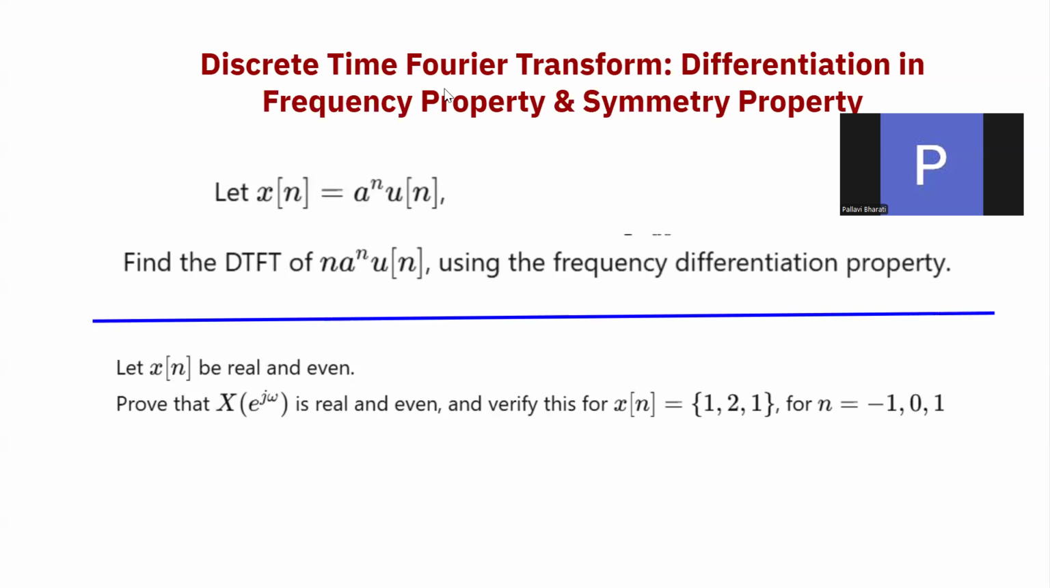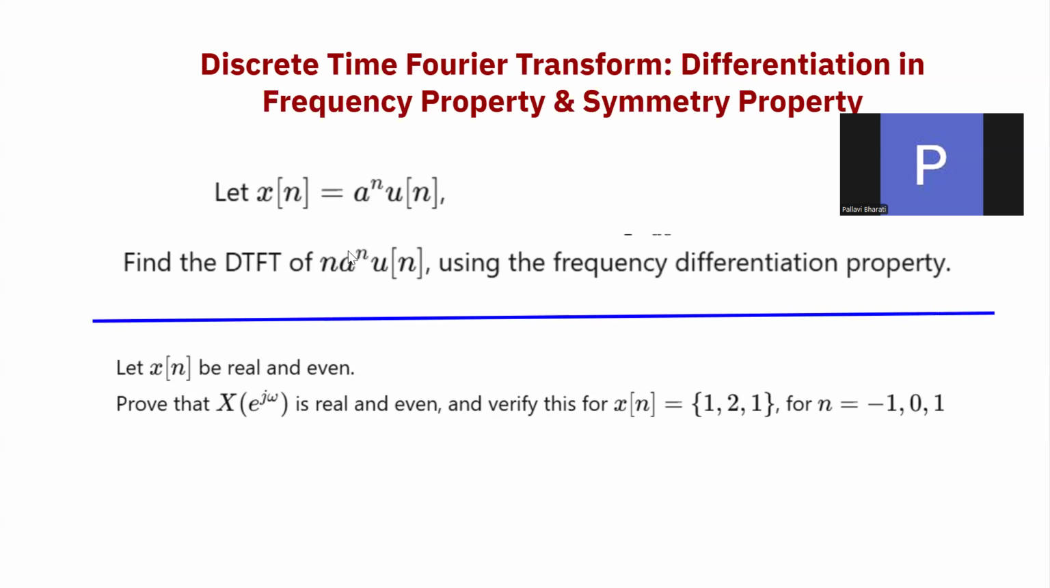We did the differentiation in frequency property, which says that if you are multiplying with n in the time domain, then whatever X of e j omega you have got will be differentiated. Means x of n will be having X of e j omega.